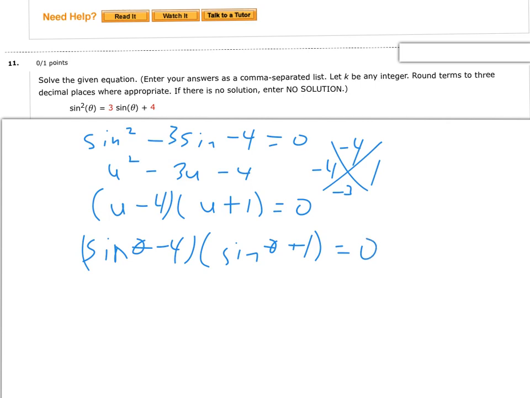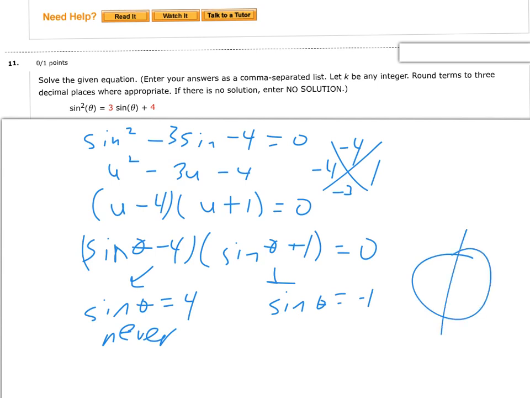And so that means here that I can split these up and solve them individually. So if this one equals 0, then sine of theta will equal 4. And if this one equals 0, then sine of theta equals -1. Now, sine of theta equaling 4 never happens. It's too big. Sine and cosine can only be between -1 and 1. But sine of theta equaling -1 is possible down here. And so that is 3 pi over 2. But it asks for all the solutions. So that's only one solution from 0 to 2 pi. And so I'm going to say theta equals that 3 pi over 2 plus 2 pi k.